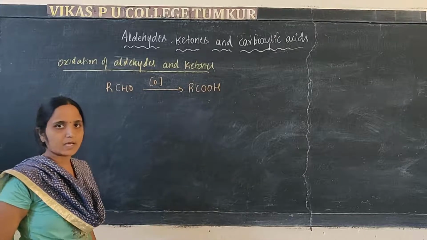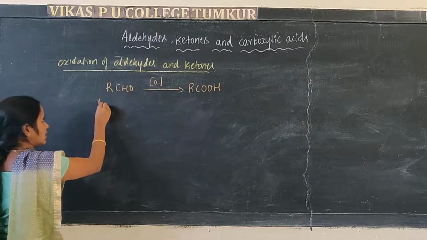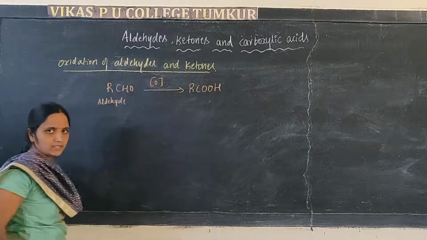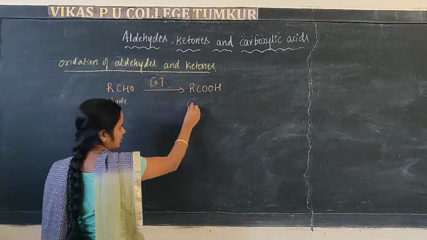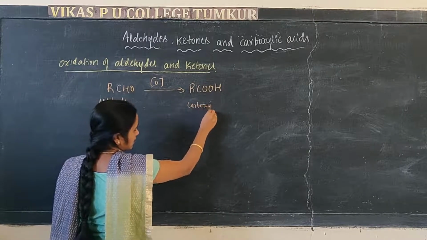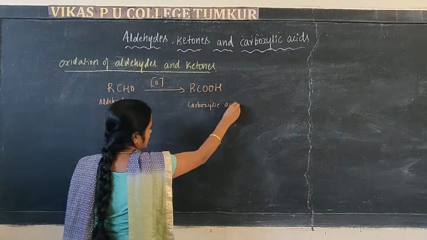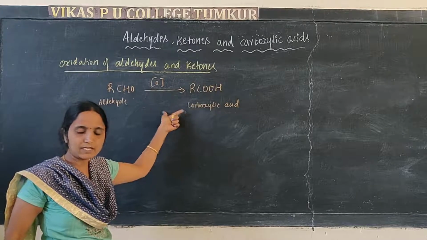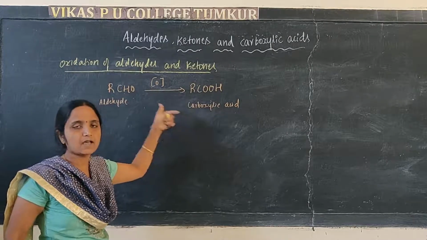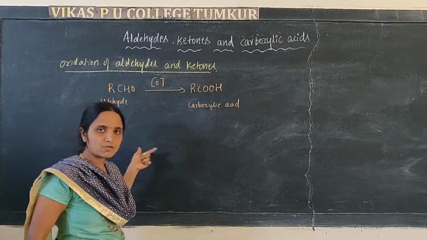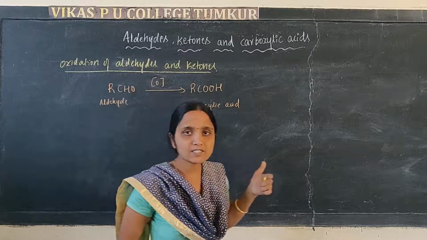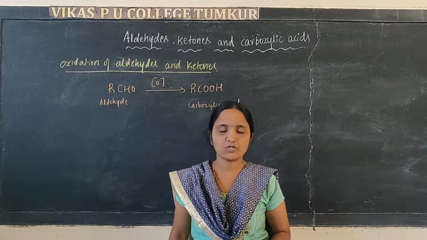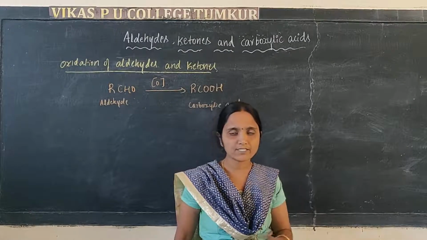This is the aldehyde. It undergoes oxidation and gives the carboxylic acid. Aldehydes easily undergo oxidation, easily oxidized into carboxylic acids. But ketones get oxidized only under vigorous conditions, at elevated temperature and in the presence of a strong oxidizing agent.